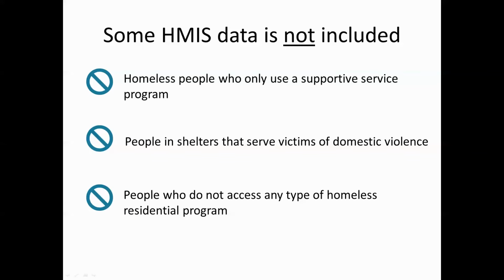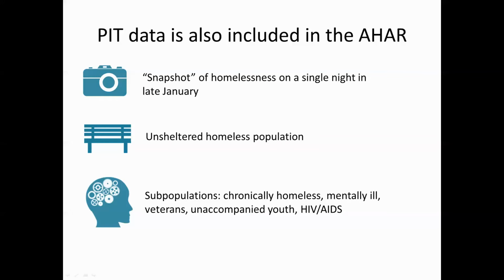Some HMIS data is not included in the AHAR submission. Homeless people who only use a supportive service program during the 12-month period will not be included. People in shelters that serve victims of DV will not be included, and people who do not access any type of homeless residential program are also not included in the AHAR. The AHAR also includes the point-in-time data we submitted to HUD earlier this year. Remember, the PIT is a snapshot of homelessness on a single night in late January. This data includes information about unsheltered homeless populations and subpopulations, such as chronically homeless, vets, and people with HIV/AIDS.